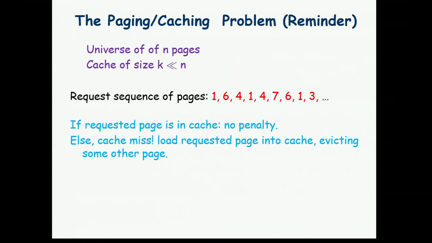So, I assume everybody knows about the paging problem. We have n pages, and we have a cache of size k, and the requests are to pages. Each time we get a request for a page, if it's in the cache, we don't pay anything. Otherwise, we have to pay one or some weight which is associated with that page. We have to load it into the cache, and the decision that we need to make is which page from the cache are we going to evict. Maybe in the next step the next request will be to that page that we evicted.